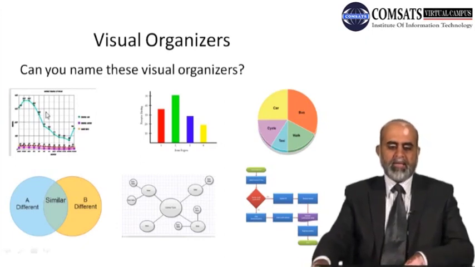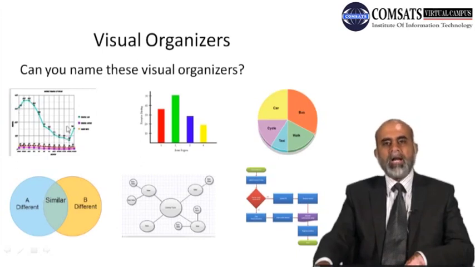So if you just look at this one on the left of the screen, top left, what kind of visual organizer is it? You're right, it is a graph. Okay, but now I would like you to think of the specific kind of graph, because you know there are lots of different kinds of graphs. So what kind of graph is it? Yeah, you're right if you said it is a line graph, because here we have a line depicting a change over a period of time. Okay, so this is called a line graph because the changes and the information are presented through a line.